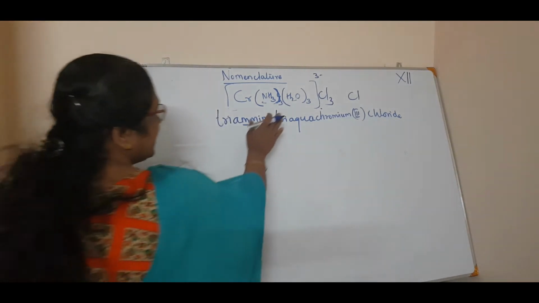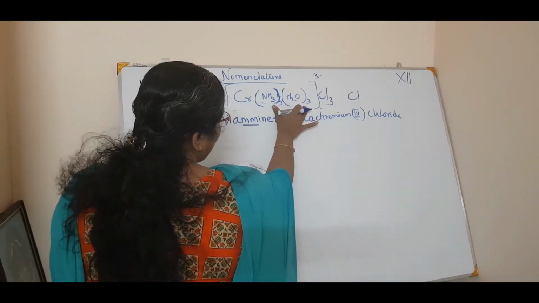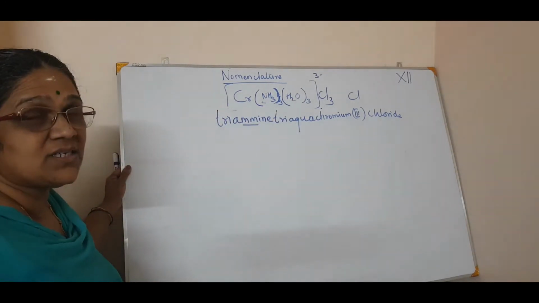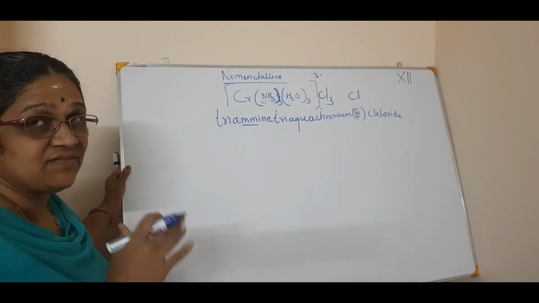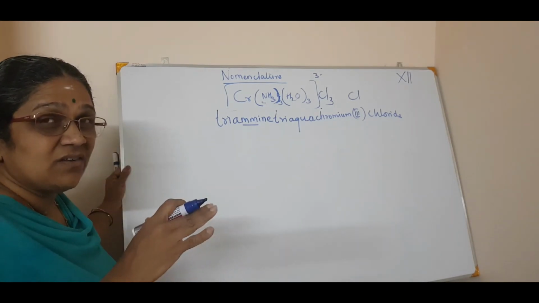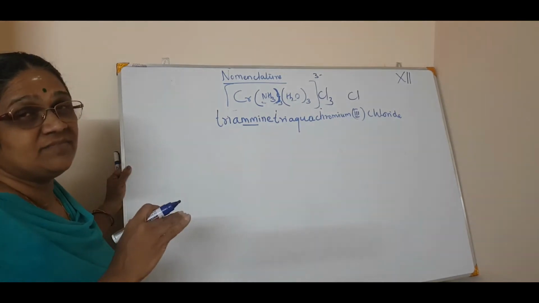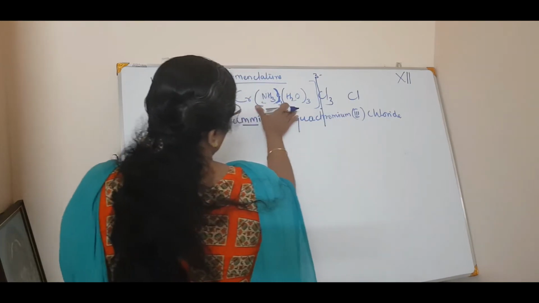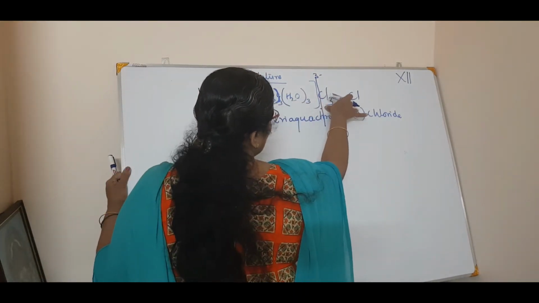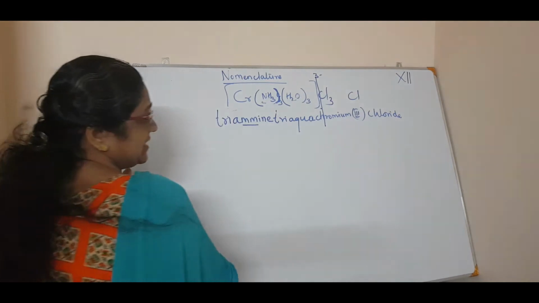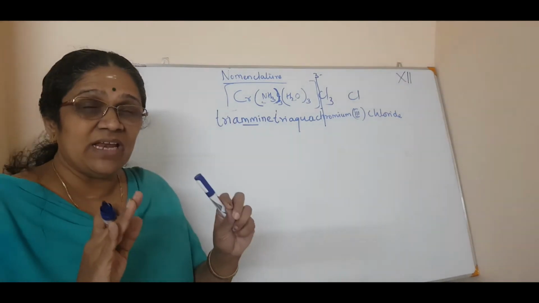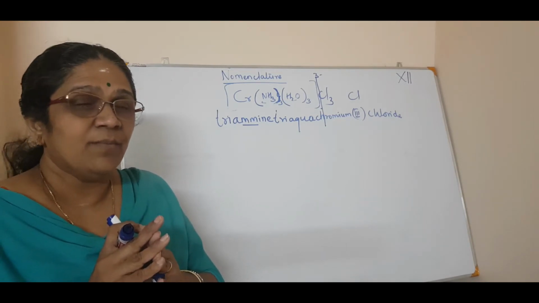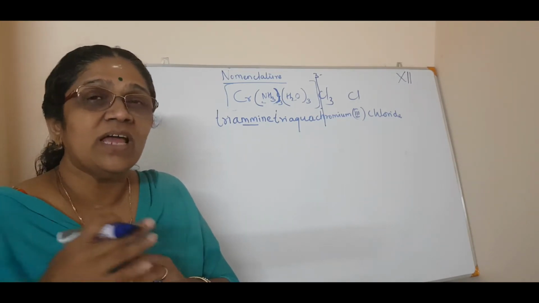See, I am taking this coordination compound. All coordination compounds consist of a positive entity and a negative entity. In this compound, the bracket is the positive entity and the chloride ion is the negative entity. Clear? So always while naming, you will say the positive entity first, and then you will go for the negative entity.